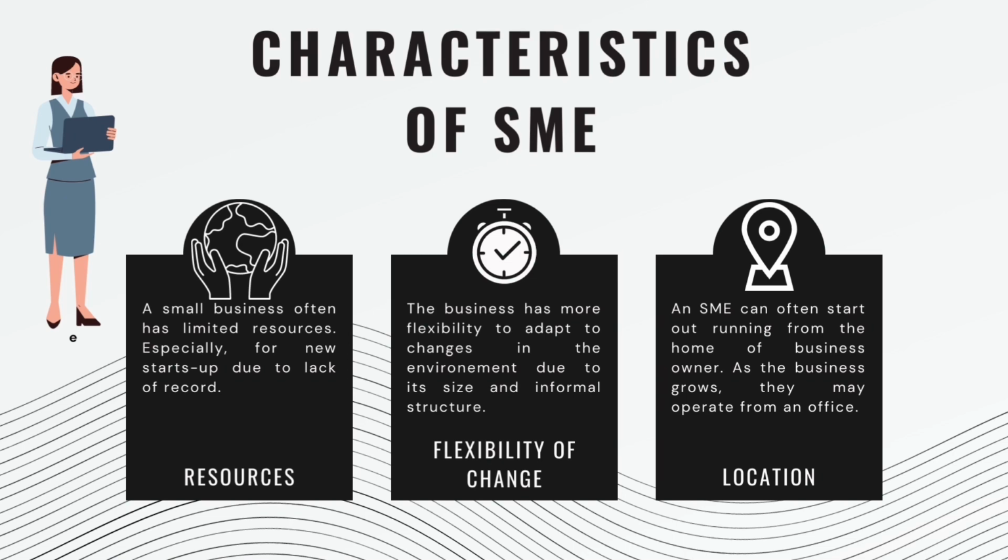Number 6 is location. An SME can often start out running from the home of the business owner. This is possible because often the business will be entirely run by the owner and won't have any other employees. It saves the owner on the cost of premises and has the benefits of working from home. As the business grows, they may operate from an office. This might be a case of owning a desk or small section of an office rather than paying for a larger space that they will not need.